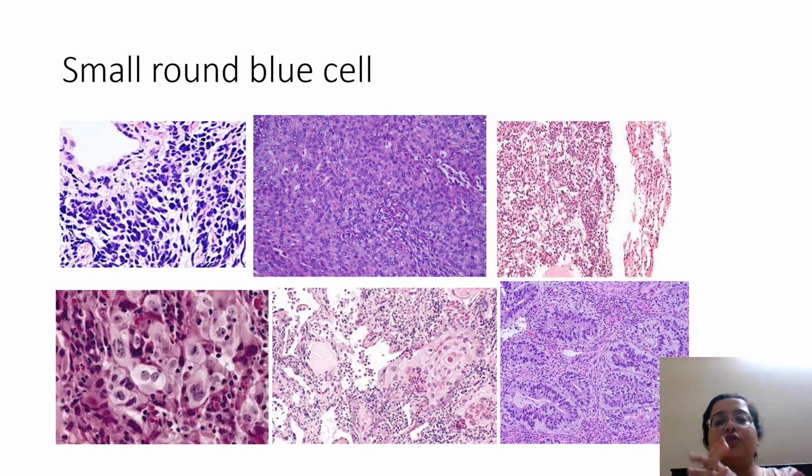So the approach to a small round blue cell tumor is that it is common in the pediatric population. If a person comes to you, there is no specific clinical symptom of a small round blue cell tumor. The person might come with difficulty in breathing. A child will come to you with problems in breathing, weight loss, maybe some fever, malaise, lethargy, and the oxygen saturation is maybe dropping. Then what you do, you get a chest X-ray.